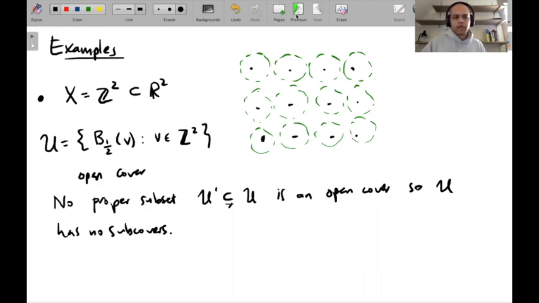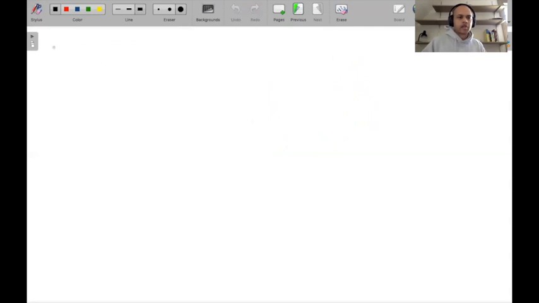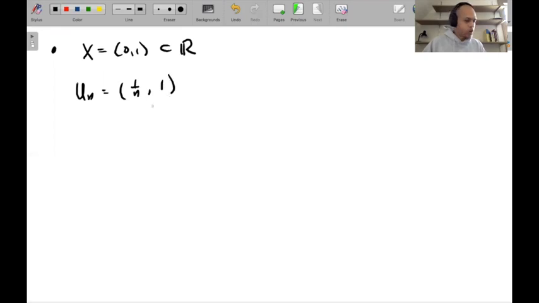Okay, another example. Let's take X to be the interval 0, 1 in R. And let's take U_n to be the open set, the interval from 1 over n to 1. So this is an open cover.